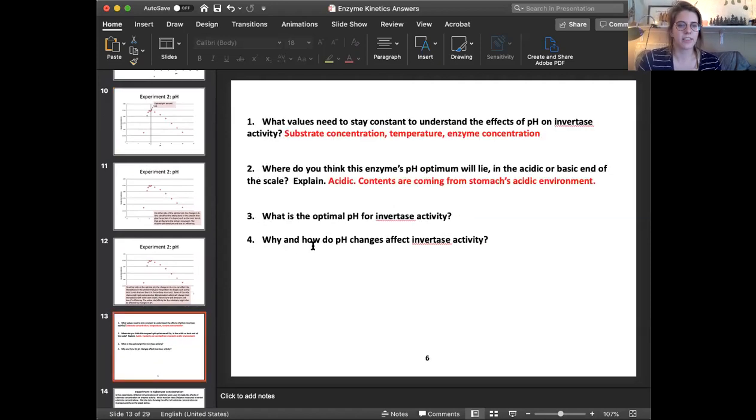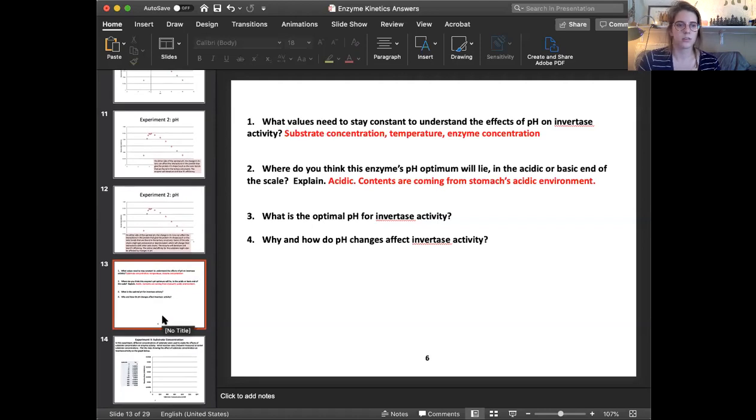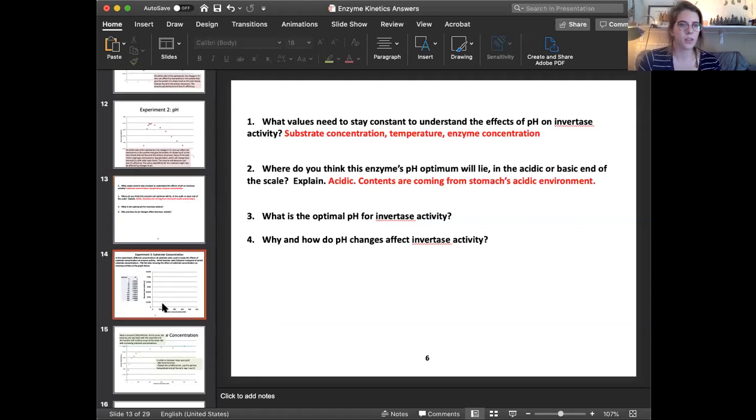And then I already kind of explained how pH changes affect it. You can look back at the discussion slides from last week to see what protonation and deprotonation do to protein structure. It's the same theory.